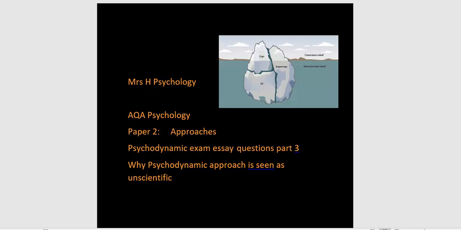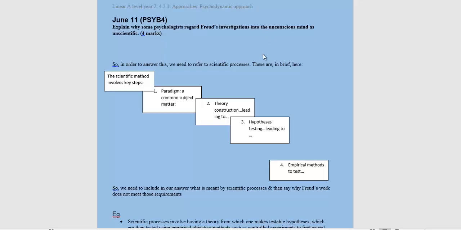So if I pull up the question for you to have a look at, it is actually from June 2011. It is an old Spec B question, Sci B4, but in fact this sort of question could crop up as well with your papers. So the question is this: explain why some psychologists regard Freud's investigations into the unconscious mind as unscientific.